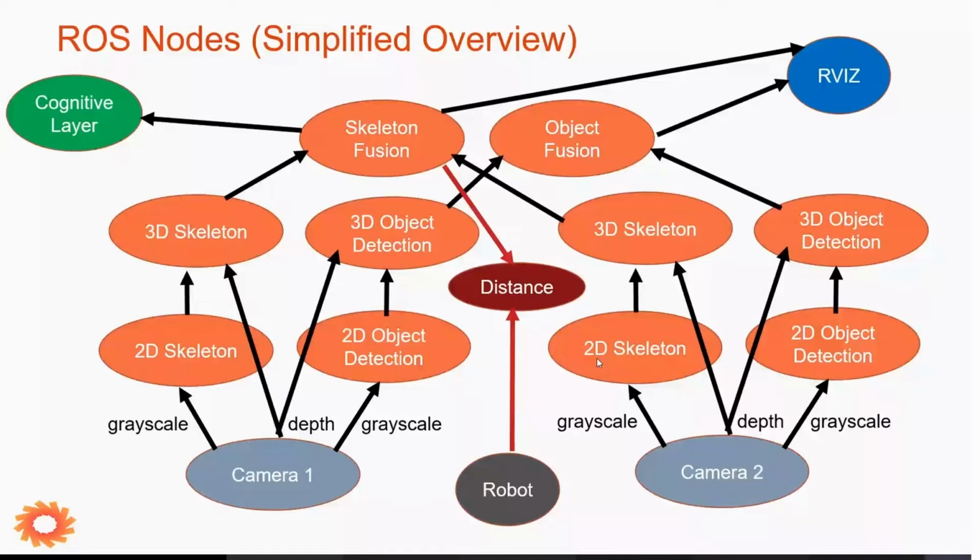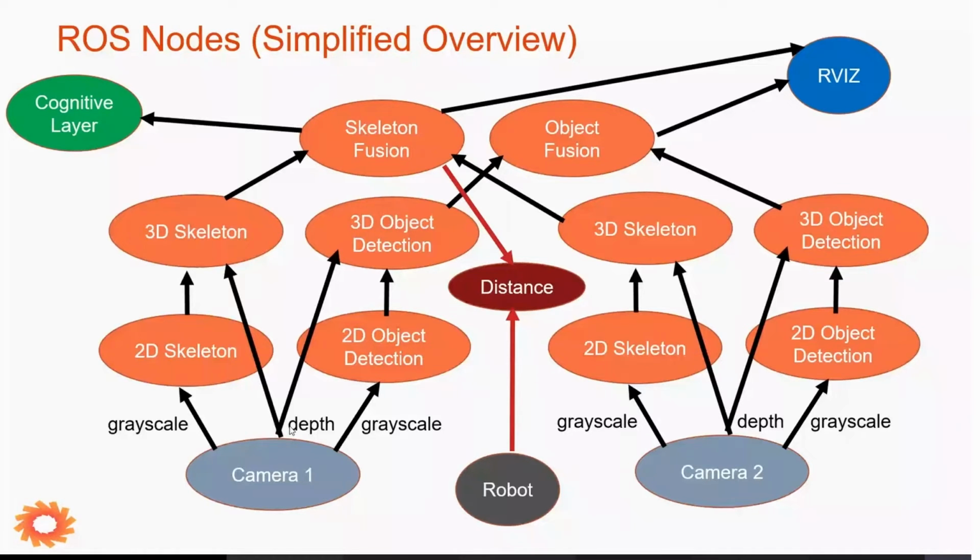So in this case, at the bottom you see camera 1 and camera 2. This is just an example. It could be 3 cameras or 1 camera. So you can have multiple cameras. Each of them create and publish to the ROS network, to the ROS framework, grayscale images, depth images, and much more, like camera information. There's a huge number of ROS topics which is published to the network.